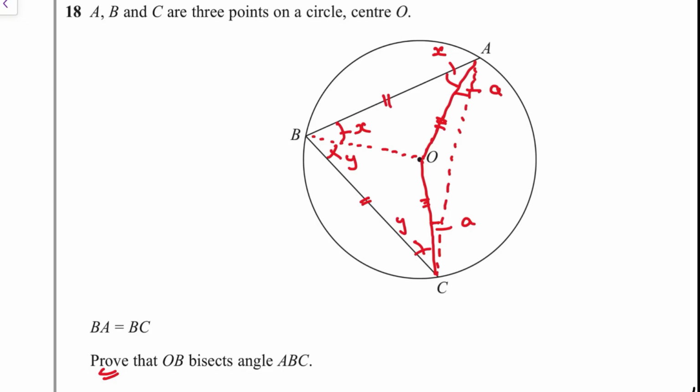And then I'm pausing. Oh, okay. Of course, I haven't used the thing it told me in the question. The whole key to the question is, because these are equal, it means also, I'm going to do it in green, that these angles are equal. So these angles here are equal.